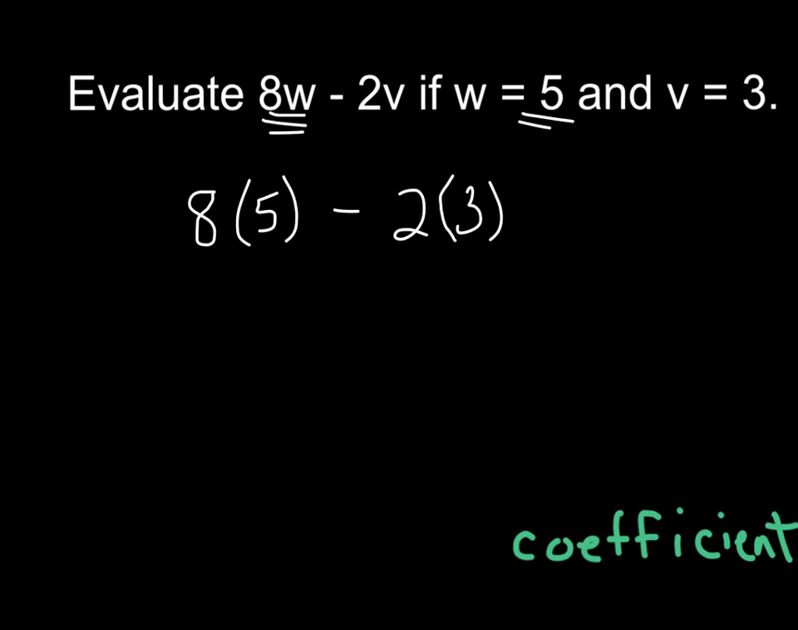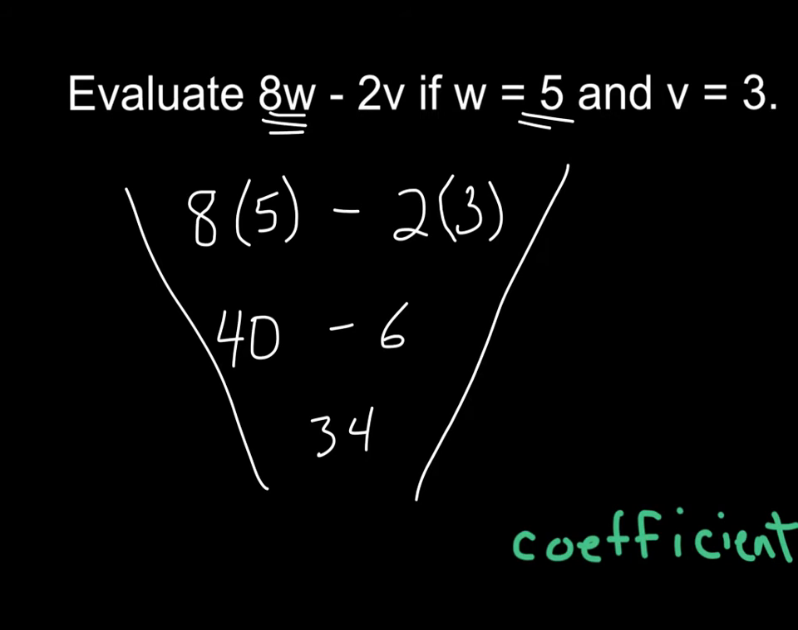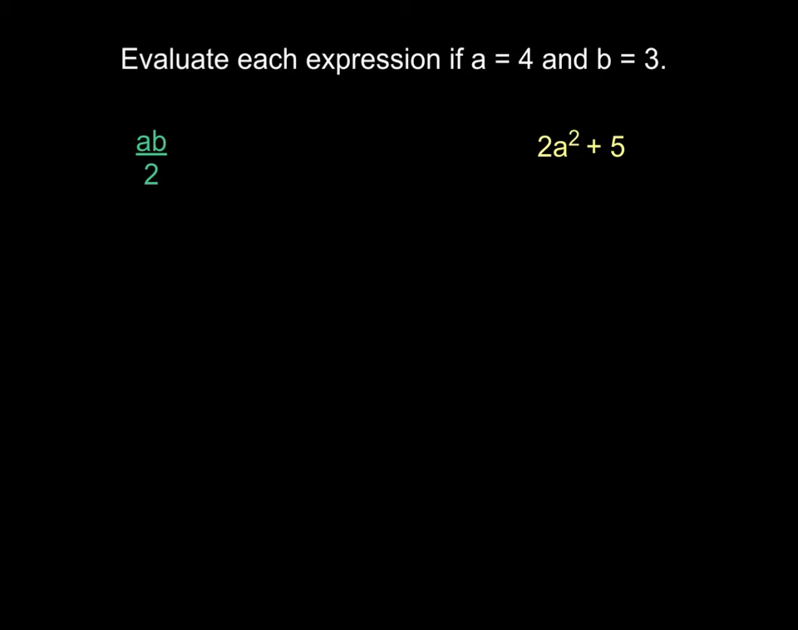Okay, and now order of operations says I multiply what's on the left first. That gives me 40, and minus 6, which gives me 34. Notice how I wrote out my problem and then I solved it. Now let's take a look at this one. It says evaluate each expression if a equals 4 and b equals 3. So again, just kind of like a puzzle piece.